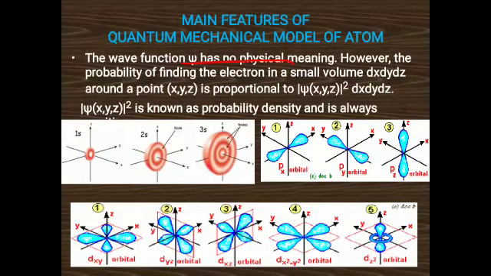However, the probability of finding an electron in a small volume, that is dx, dy, dz around a point x, y, z is proportional to psi of x, y, z the whole square into dx, dy, dz. Here, the psi of x, y, z the whole square is known as probability density and it is always positive.